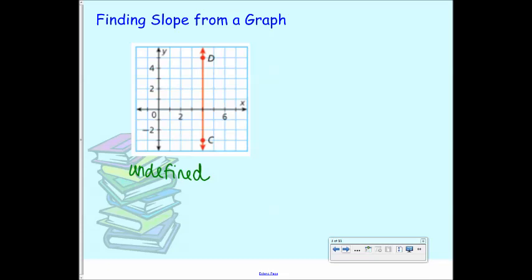So why is it called undefined, though? It is rising, but it never runs. So that means, for instance, we're going here from -3 up to +5. So that would be a +8 over, but how many do you run? None. So 0. Can you have that? No, you can't have a 0 where? In the denominator. So that's why it's undefined.